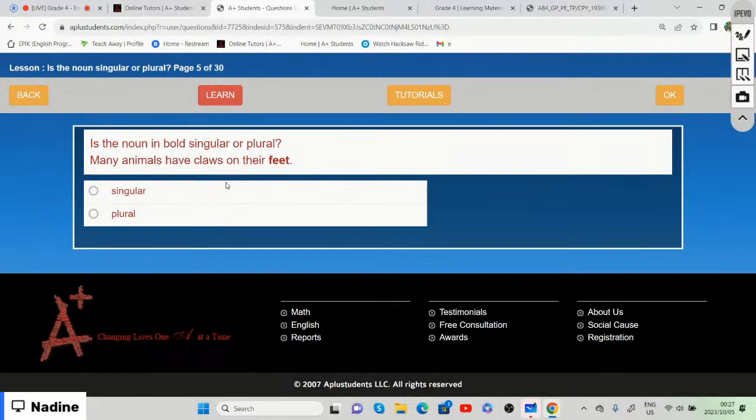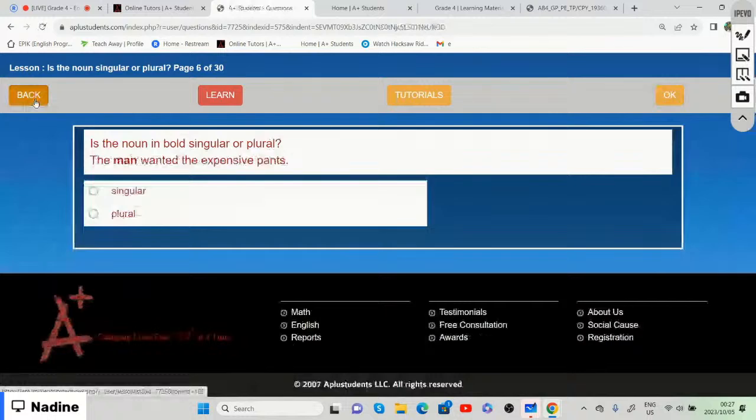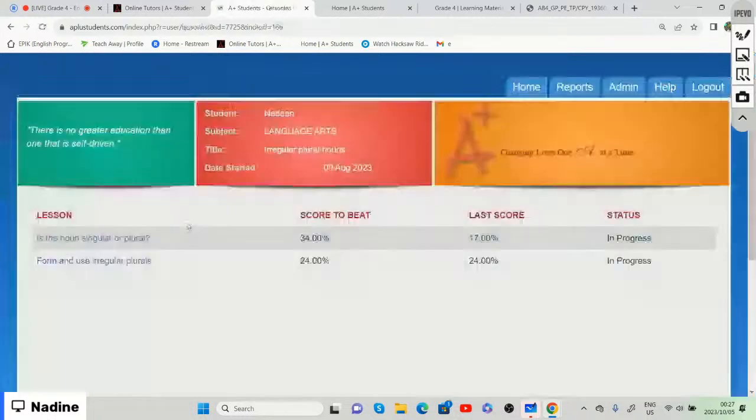All right, so feet, right? It refers to more than one foot. So singular would be foot, and the plural form of foot is feet. So feet is plural, and well done. Good job. Plural is correct. All right, so you will continue and do the rest of the tests on your own.